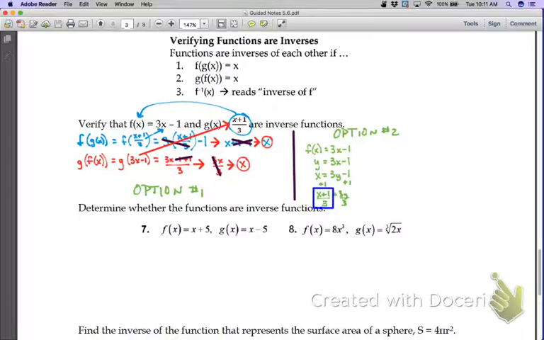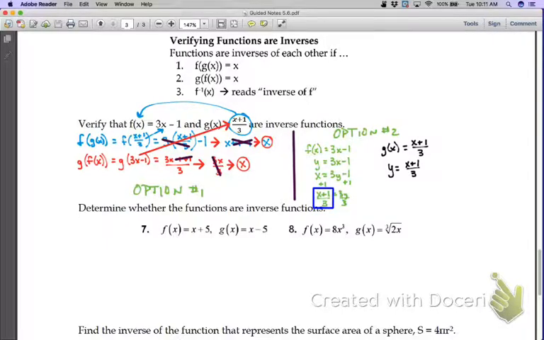Yeah? Okay, so that one's good. Now I have to do it the other way as well, just to make sure that everything's going to work out. So I'm going to do the same thing, but I'm going to use g of x, x plus 1 all over 3. I'm going to change it to y again, and I'm going to have x plus 1 over 3.